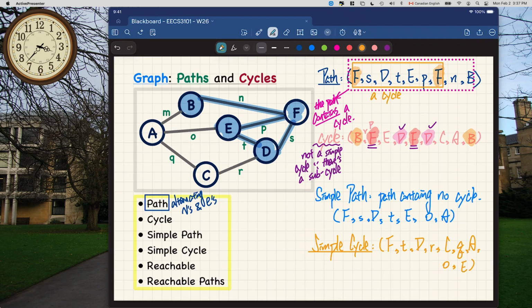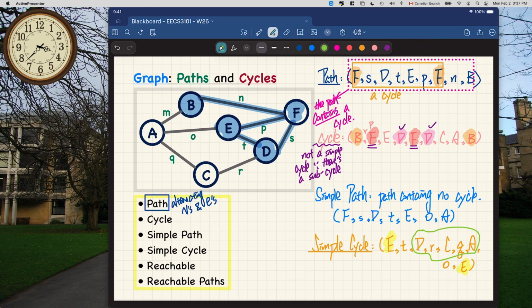Oh, I beg your pardon. That should be E, not F. Sorry about that. I just looked at the wrong part of the notes. All right, it's a simple cycle because, first of all, you can see that this part over here, E, is repeating itself. So it's a cycle. On the other hand, if you look at the rest of the path, right here, actually, you should really start with the vertices.